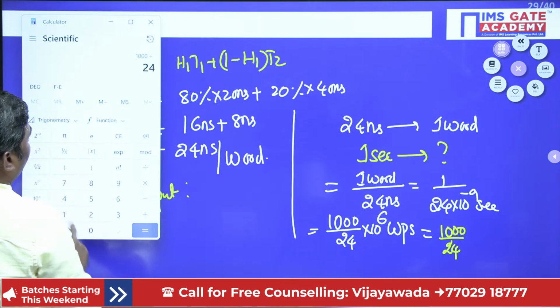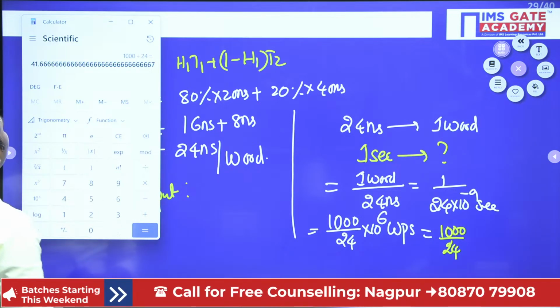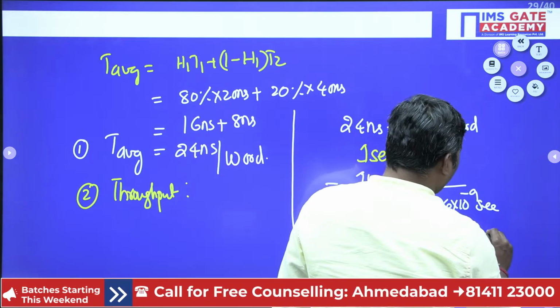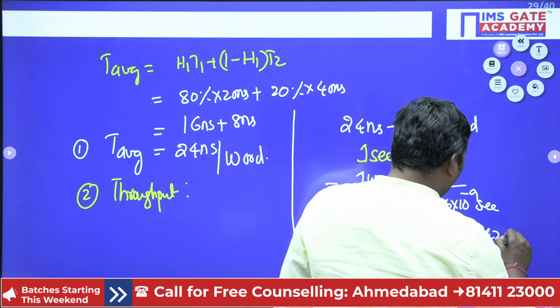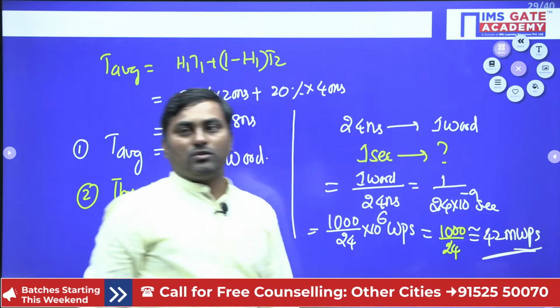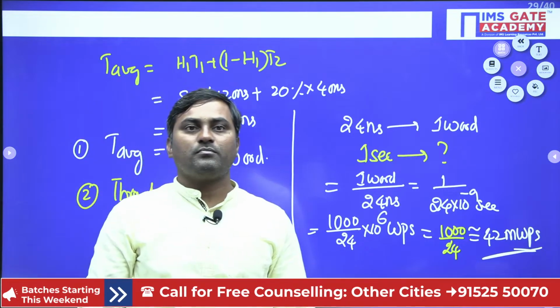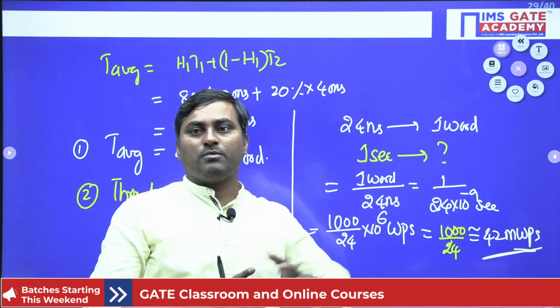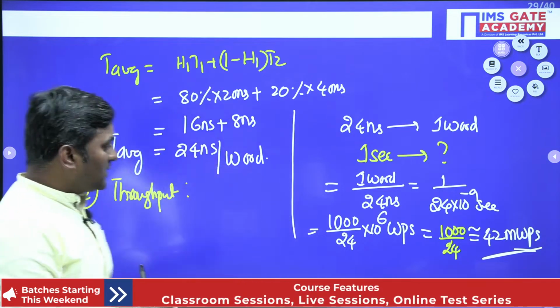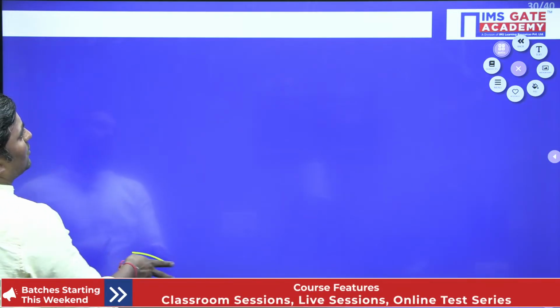1000 by 24 gives 41.66, approximately 42 million words per second. Million words per second can be transferred. This is the throughput of the system. I hope you understand my point, all of you. Fine. So let's see another question.